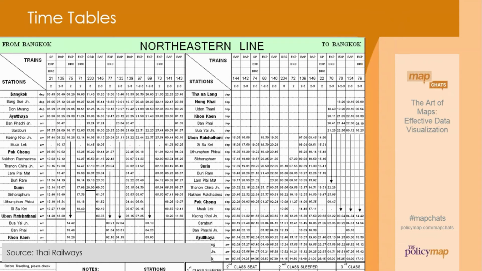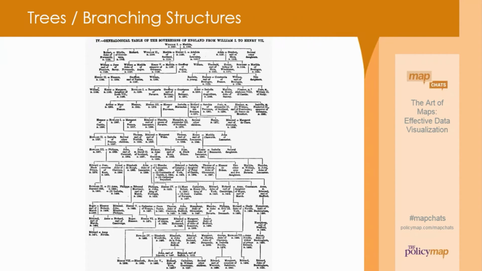So I'm going to go through a few different ways that people have done this historically, and then talk about some more contemporary ones as well. A classical way that people have organized time-based information related to geography is something as simple as a table. Here we're seeing some train tables.